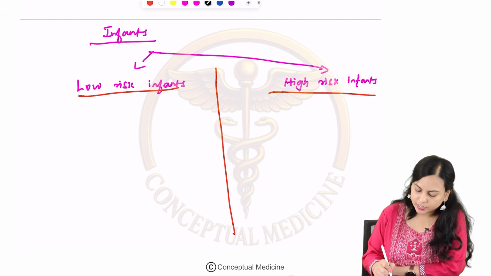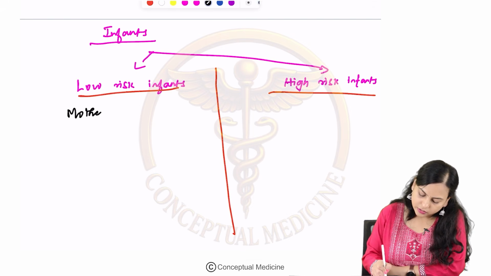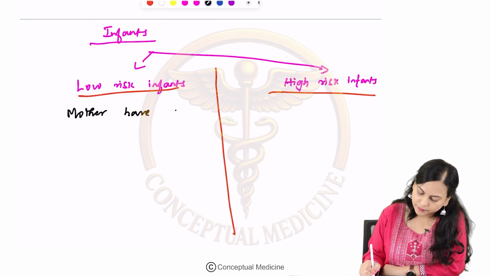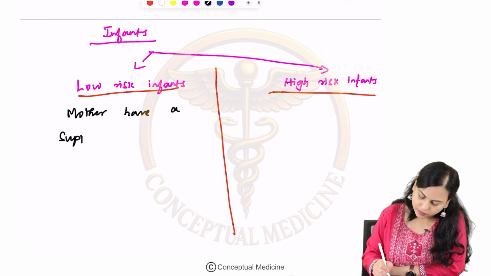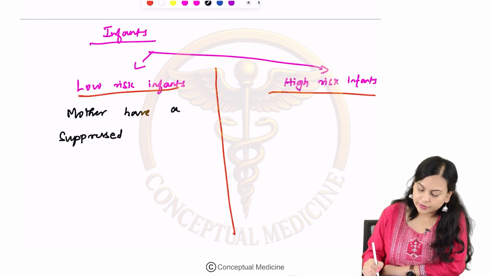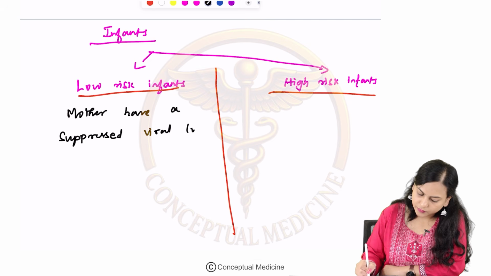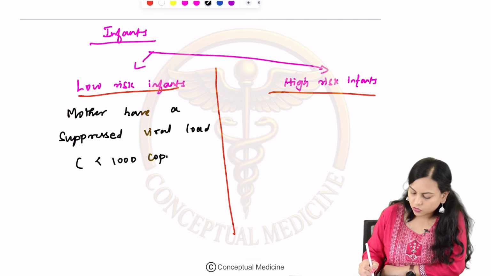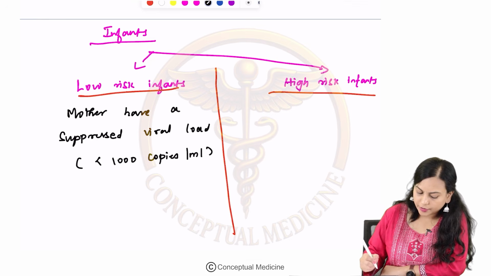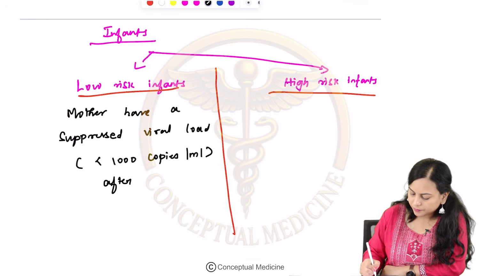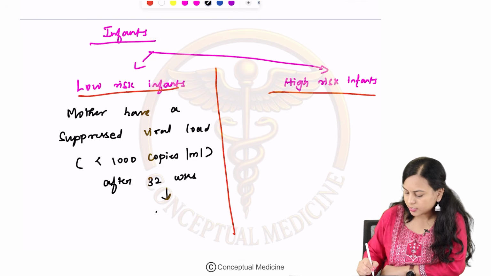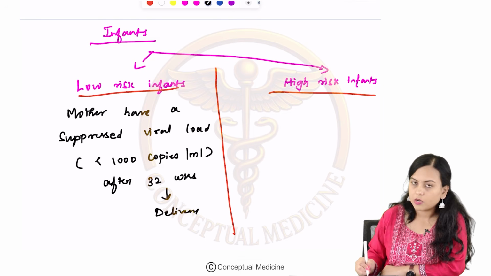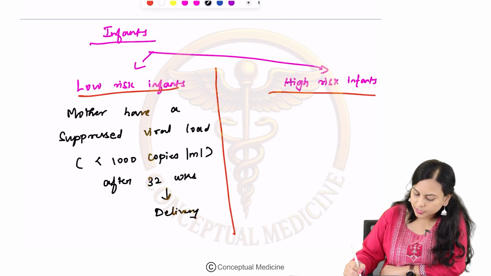Low risk infants means children who are born to mother who have a suppressed viral load, that is less than 1000 copies per ml of viral load after 32 weeks of gestational age till delivery. Okay.